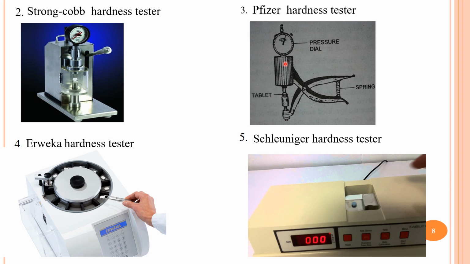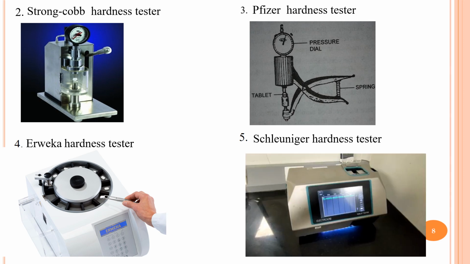Same is the Pfizer hardness tester. The Irveka hardness tester also works on the same principle. It is a digital apparatus, and the Schlinger is also a digital apparatus. See, this is the working of a hardness tester.